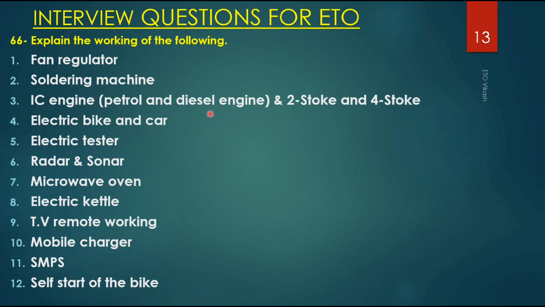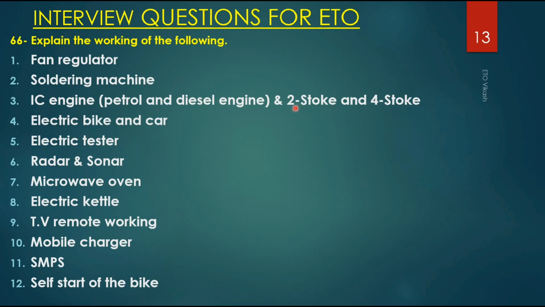There will be 4 cycles in the IC engine: compression, expansion, compression, again power stroke, expansion, exhaust. And the difference between 2 stroke and 4 stroke is that in every 2 strokes there will be a power stroke, and in 4 stroke, every 4 strokes there will be a power stroke.